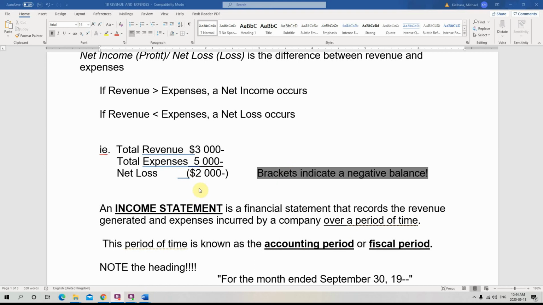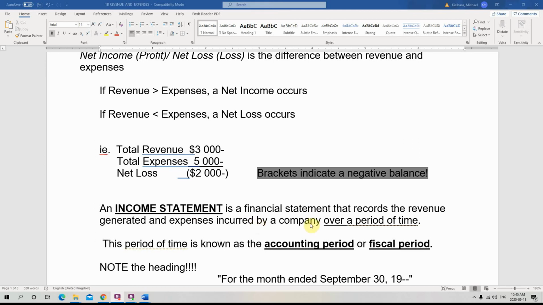Now, we're going to introduce a new financial statement called the income statement. An income statement only shows revenue and expenses. It does not list the assets, liabilities, and owner's equity of a business. So an income statement is a financial statement that records the revenue generated and the expenses incurred by a company over a period of time.